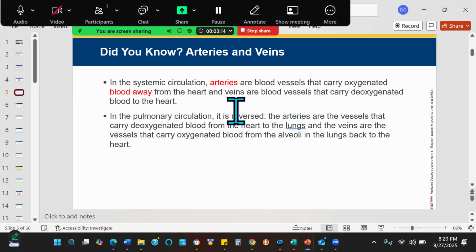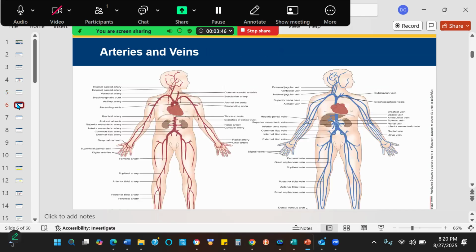The pulmonary circulation is reversed because the arteries are taking deoxygenated blood from the heart to the lungs, and then the veins are bringing it back to be pumped to the rest of the body. So a little trivia question for you, use this on another colleague or maybe one of your nursing students. What's the only artery that carries deoxygenated blood? It's the pulmonary artery. Only the pulmonary artery carries deoxygenated blood.